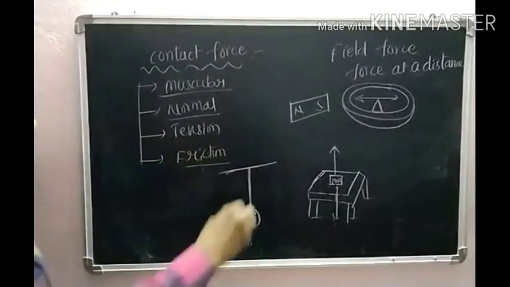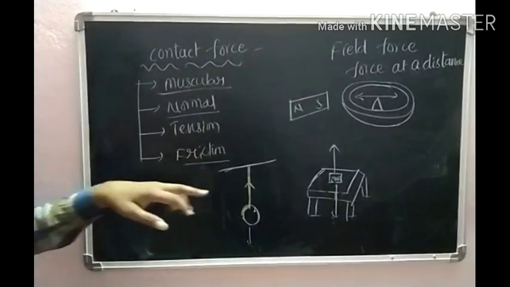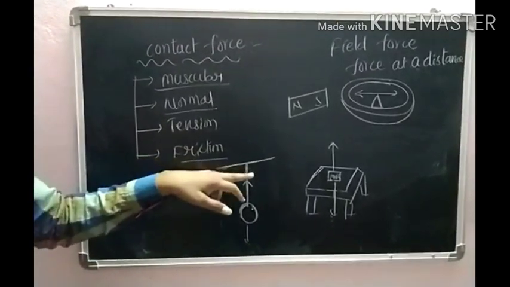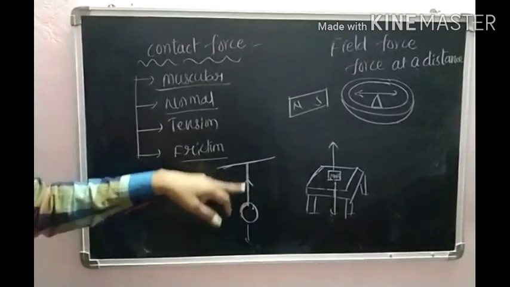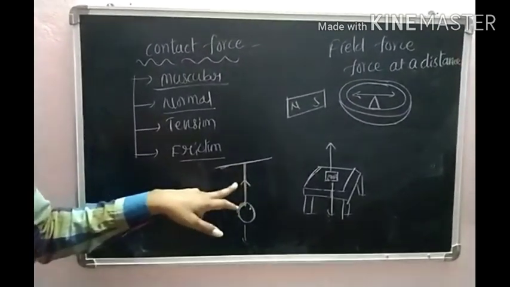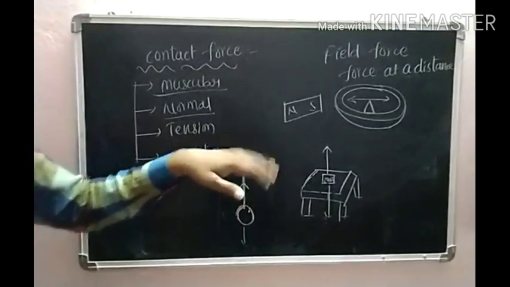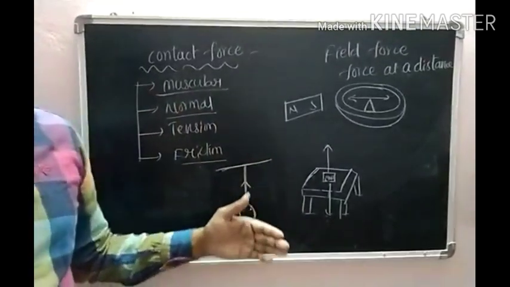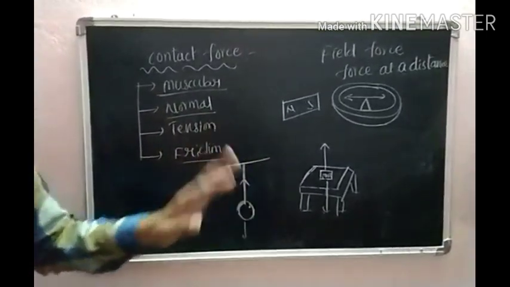Upward direction. So the force which is exerted in a string, that force is said to be tensional force. We can observe the tensional force not only in strings, we can observe it in rubber bands and in ropes also.